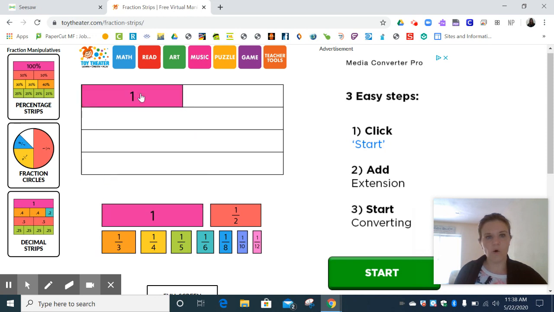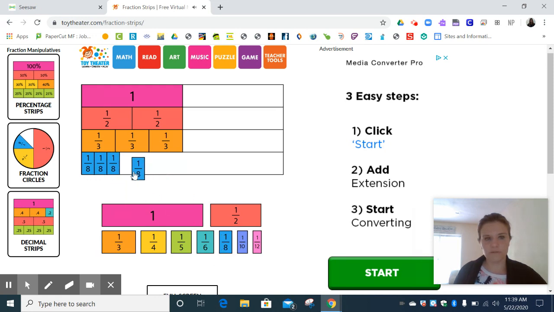I'm going to drag up my whole fraction bar right here. And this is what we are going to be comparing to. If I drag up halves, you'll notice it's going to take 2 halves to be equivalent to the whole bar, right? If I use thirds and drag them up, it's going to take 3 fraction bars to equal the same size as the whole bar. And if I want to use eighths, it would take me 8 pieces, right? 8 parts to equal 1 whole bar.